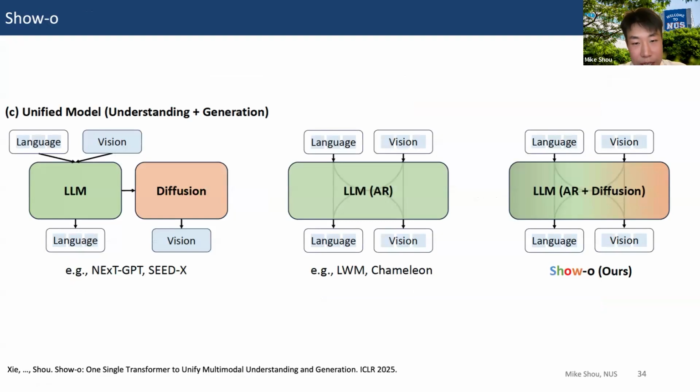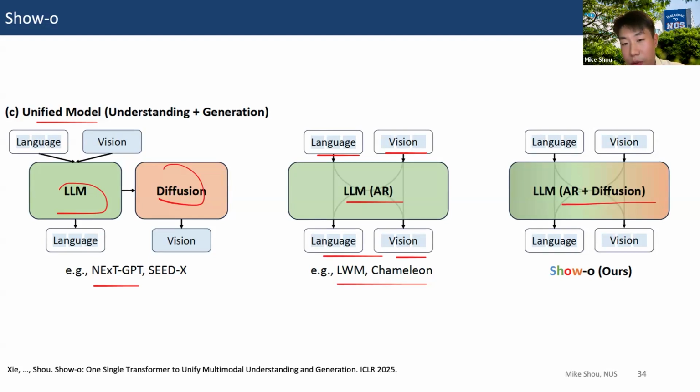Here's a summary of the motivation. For unified modeling of understanding and generation, there are works like NextGPT, which essentially has two separate models, a diffusion model and an LM. Recently we have Large World Model and Chameleon, which can take in language and vision as input and output language and vision within one single model, one single LLM, but it's based on autoregressive modeling. Our model, Show-o, is also one single model, but it integrates autoregressive and diffusion. When we predict language or deal with text tokens, it is autoregressive. But when we deal with visual tokens, it is diffusion, so it's faster.